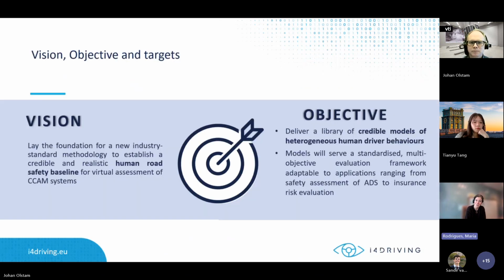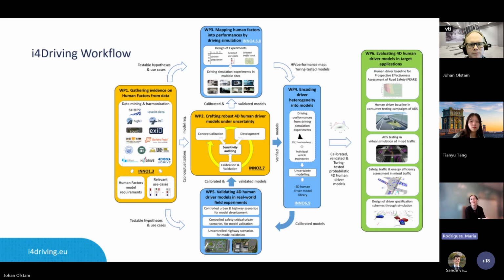We were quite ambitious when we drafted this proposal addressing the needs from the European Commission. So our vision was to lay the foundation for a new industry standard methodology that would establish a credible and realistic human road safety baseline for the virtual assessment of the CCAM systems. And with this, we had the objective to develop a library of credible models that contain the heterogeneous human driver behavior. And these models could further support the design and be used in an evaluation framework contract.